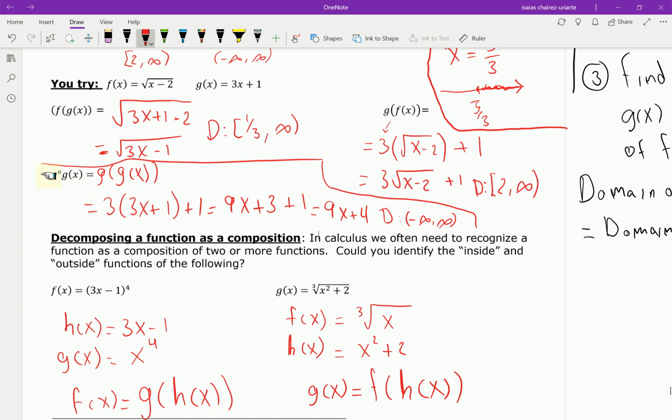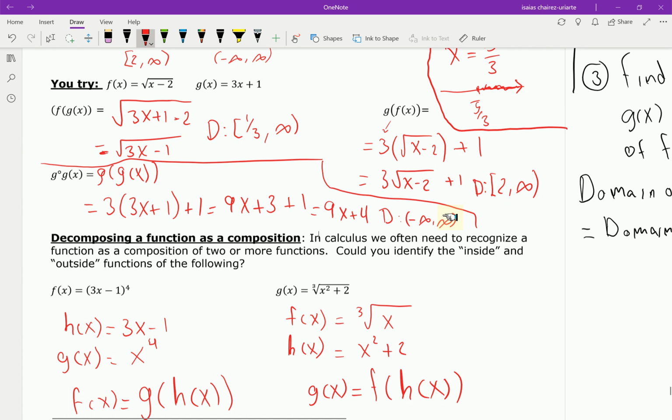And then this last little part here, g composed with g of x. I've got to plug g into g. So I'm looking at g right there. Anywhere I have x's in g, I'm going to change the x's to g of x. So that's 3 times 3x plus 1, and all of that plus 1. Distribute this 3, collect like terms, and I end up with the function 9x plus 4. And I would say that the domain of that is everything from negative infinity to positive infinity.